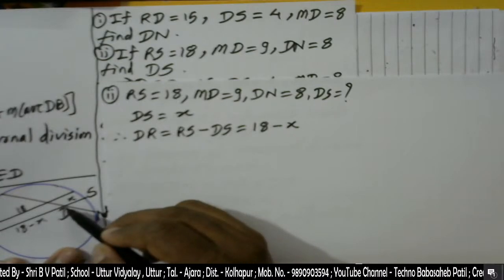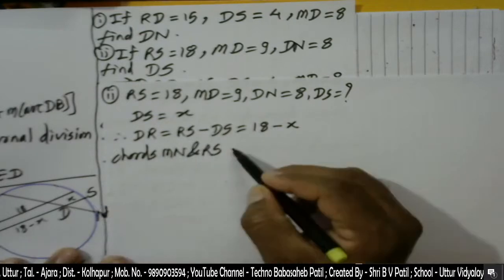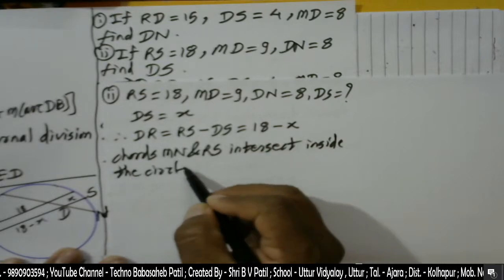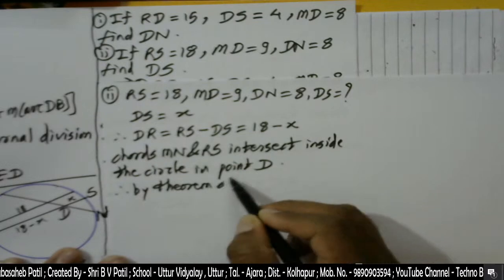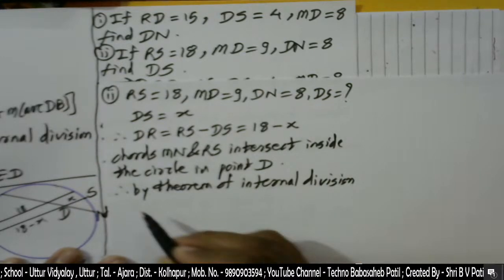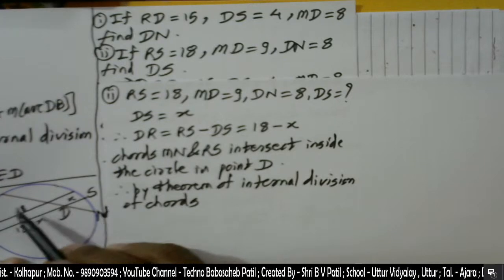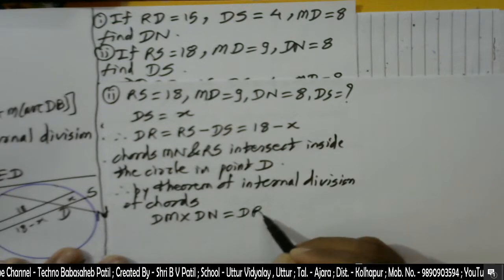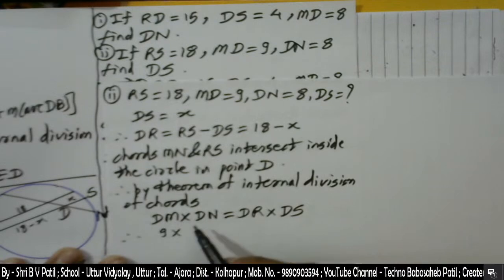Here two chords intersect inside the circle. Chords MN and RS intersect inside the circle at point D. Therefore, by the theorem of internal division of chords, DM into DN is equal to DR into DS. The value of DM, that is MD, is 9, and DN is 8.